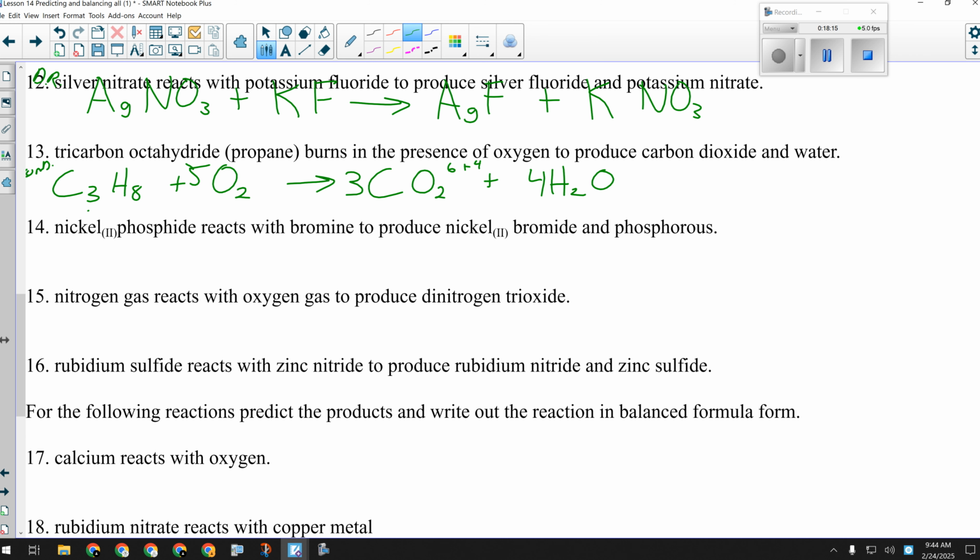How many people are done with 14? Okay, 14. All right, so nickel 2 phosphide. The nickel with the 2 plus charge is with phosphorus, which is a -3. So I'll have to drop and swap: Ni3P2.